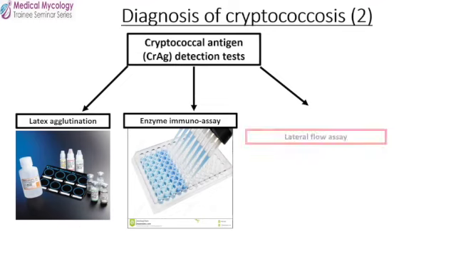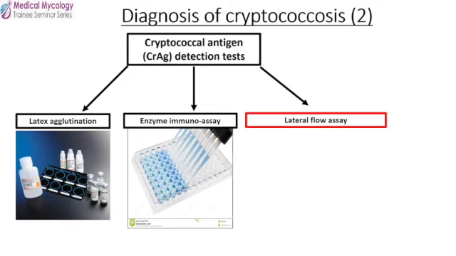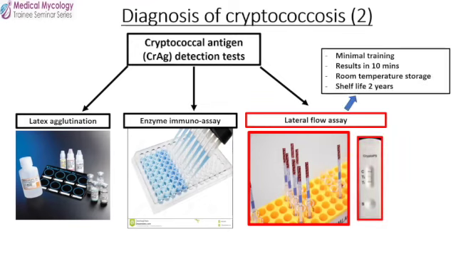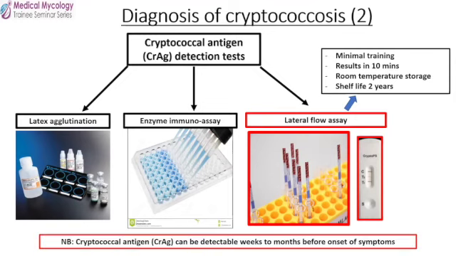And then of recent, there was the introduction of the lateral flow assay, of which currently there are 2 which have been currently commercialized. The particularity of this test is that it needs minimal training, can be done by a nurse. The results are obtained in 10 minutes. It can be stored at room temperature, and the shelf life is very high. So this is the type of test that we can find in really very remote areas. And the interesting thing about cryptococcal antigen is that it can be detected weeks to months before the onset of the disease. And this particularity is something which can really be exploited for the pragmatic approach in the management of the disease.